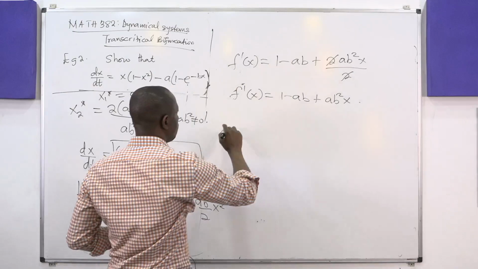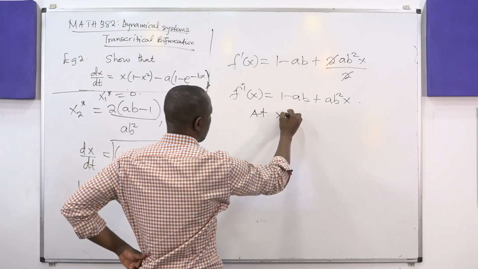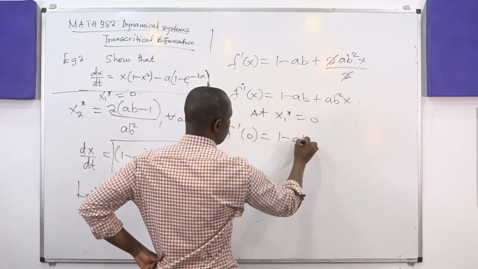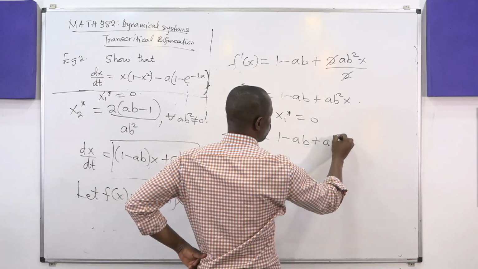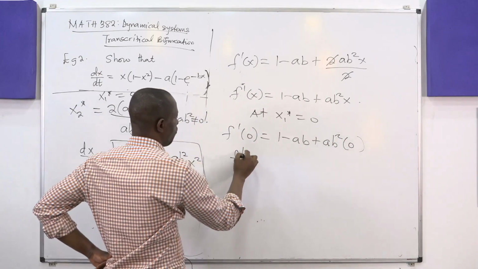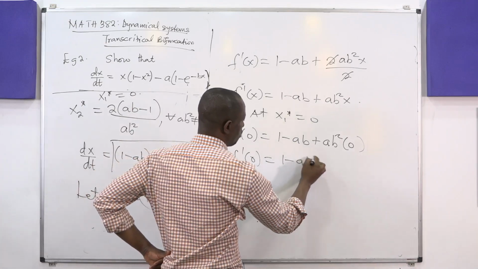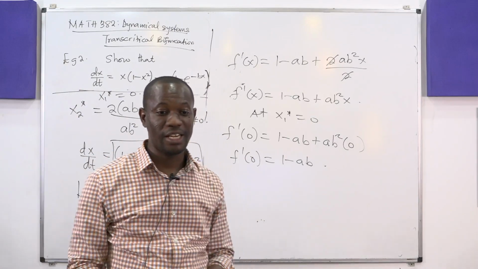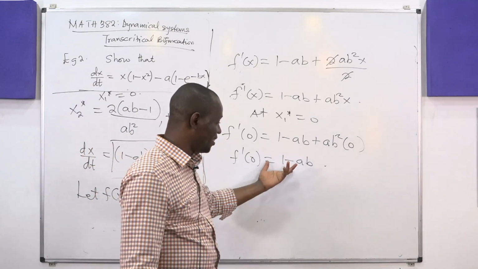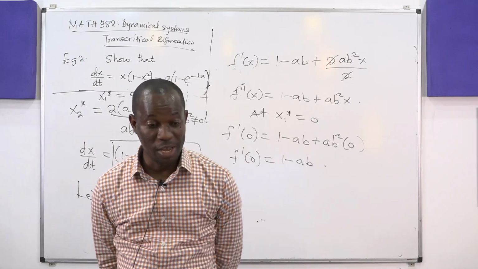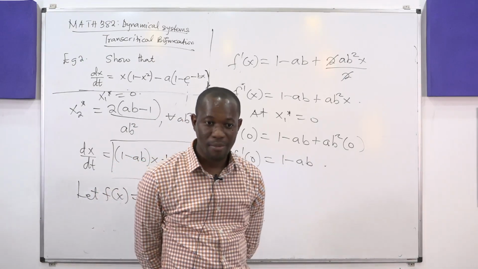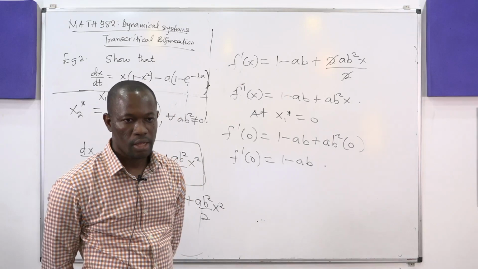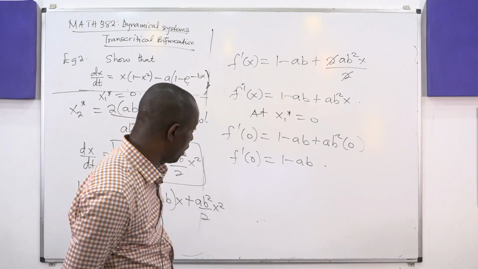So at x1 star equals 0, what do we get? f prime at 0 is 1 minus ab plus ab squared times 0. So f prime at 0 is 1 minus ab. Have you seen it? We can classify whether this is negative or positive. 1 minus ab, and we were told that a and b are real numbers. Akugri, is that okay? They are parameters.